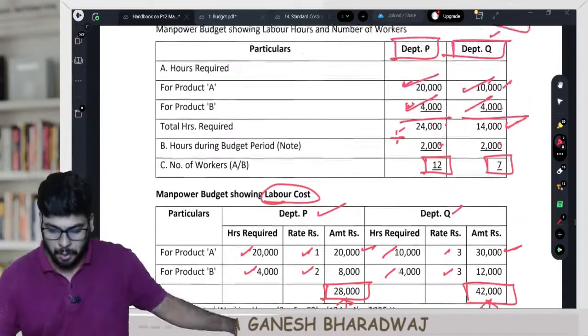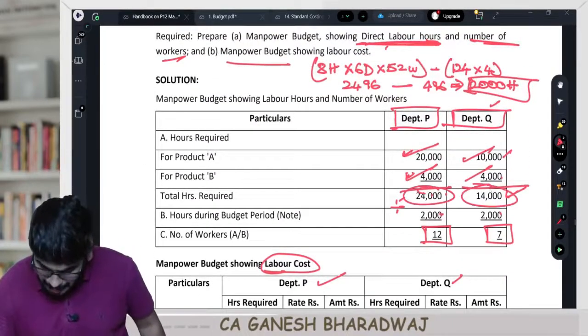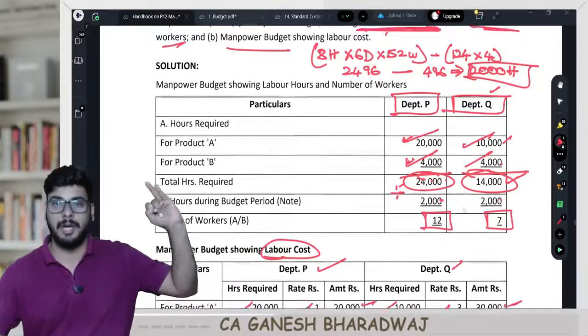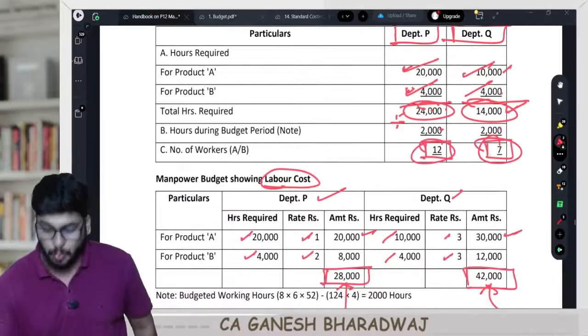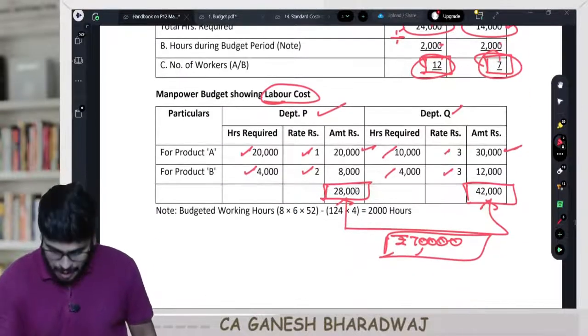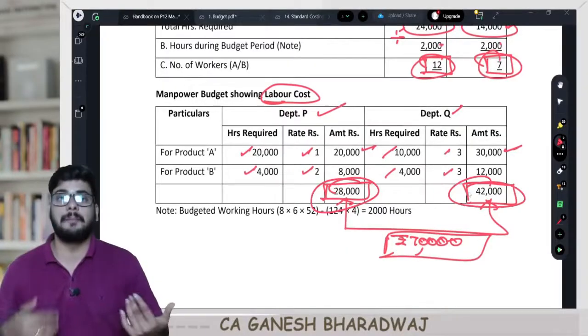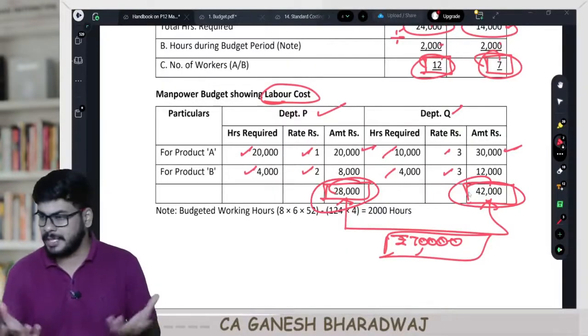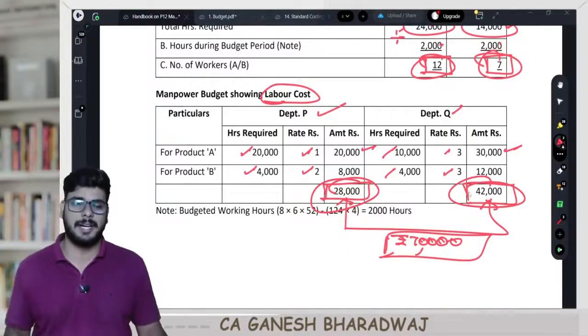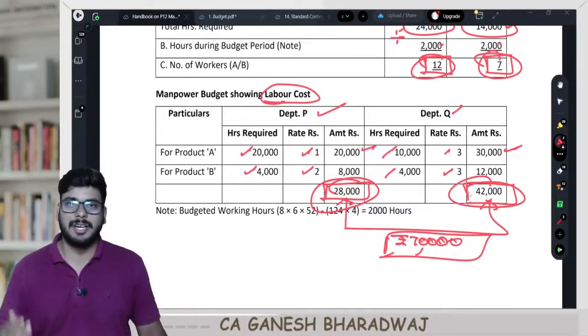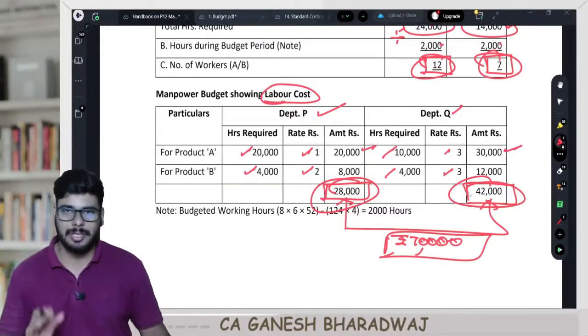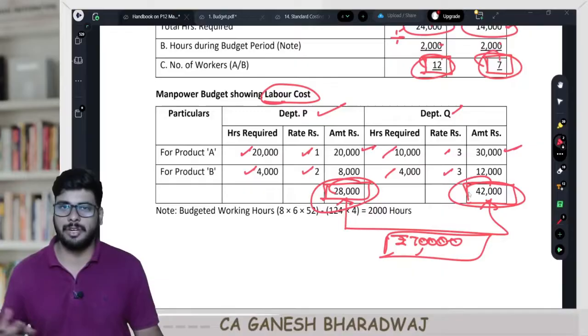Three things we found out. First, how many labor hours we require in each department. Number 2, totally how many workers we need, that also we found out. And number 3, what is going to be the budgeted labor cost department wise? Since it is in rupees, it can also be added as such. Are you clear with this? That is all about this particular area called workforce budget.